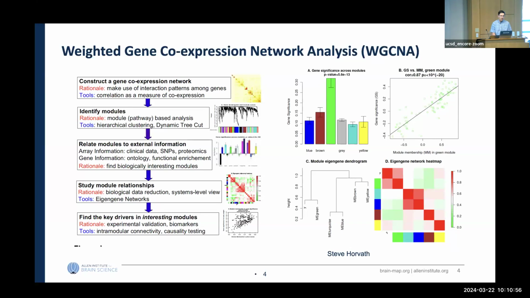And then you find the eigenvectors of these matrices, and these are principal directions which represent the modes of expression in this graph.